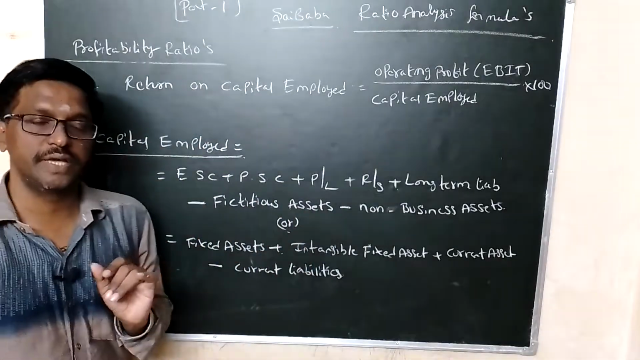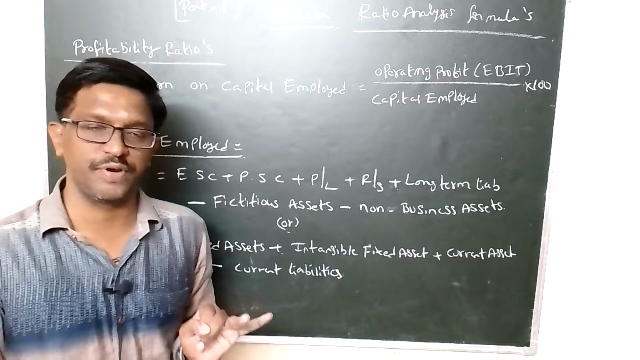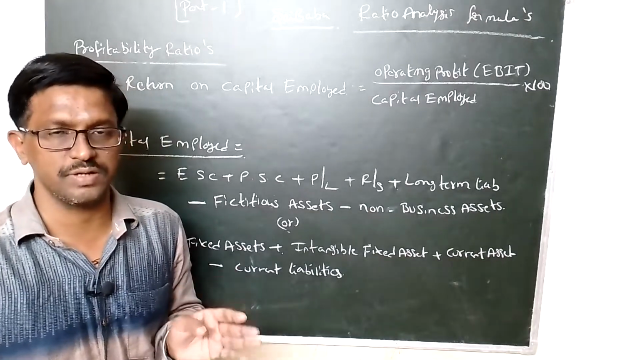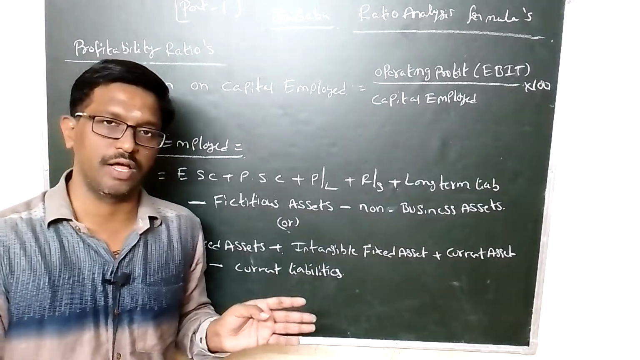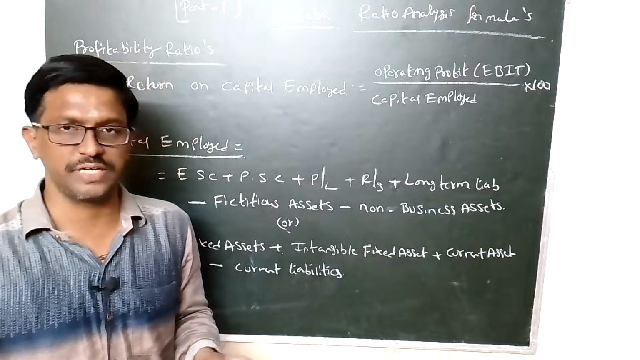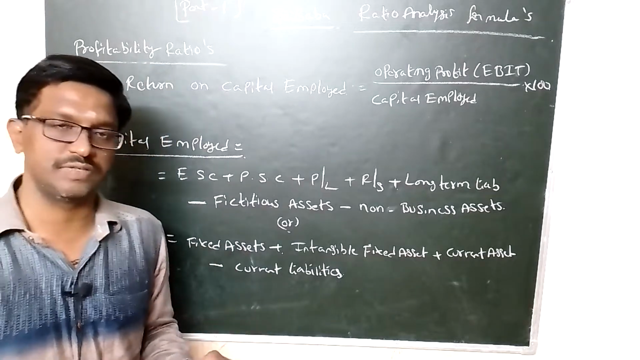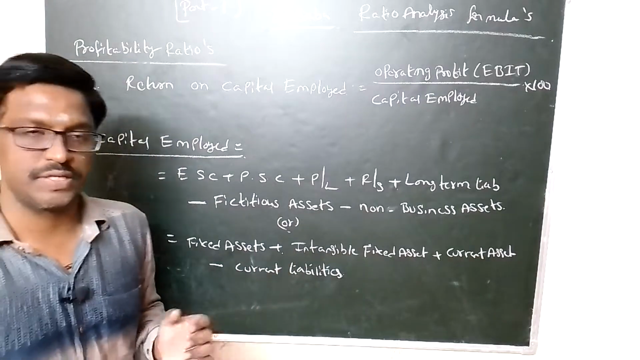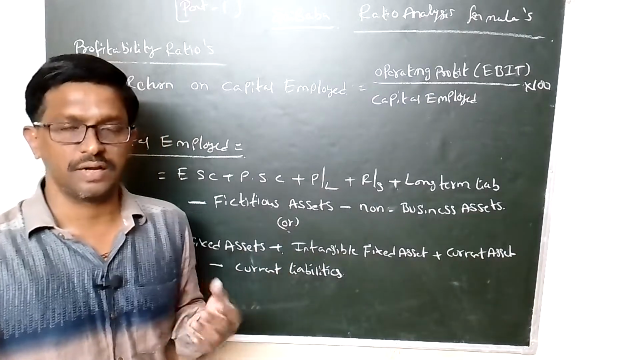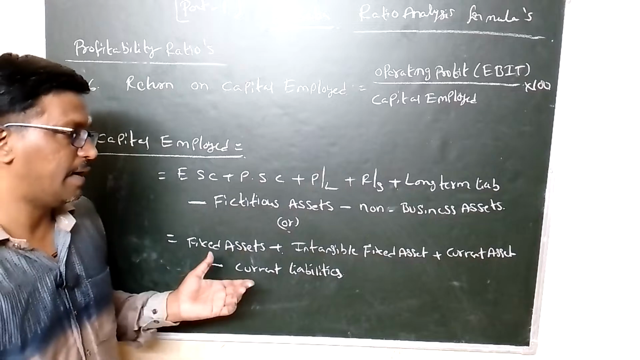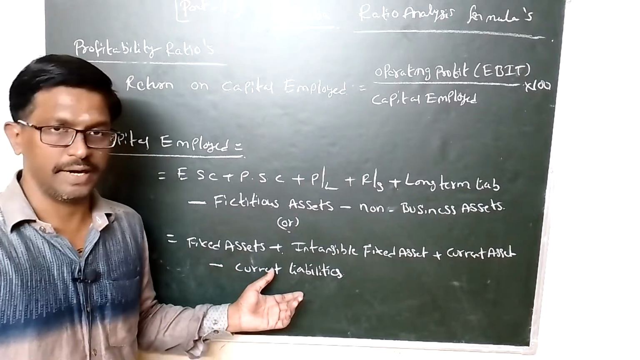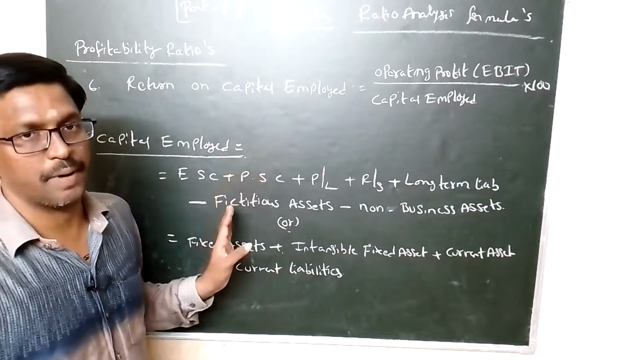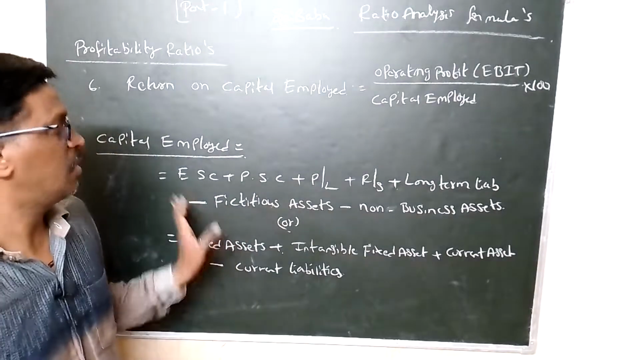Once again I will explain: equity share capital, preference share capital, profit and loss account, reserves and surpluses, plus long term liabilities will be added; minus fictitious assets, minus non-business assets will be deducted. Or in the other way, we find fixed assets, intangible fixed assets, and current assets will be added, minus current liabilities will be deducted. We will get the capital employed. This is the way to calculate the formula.